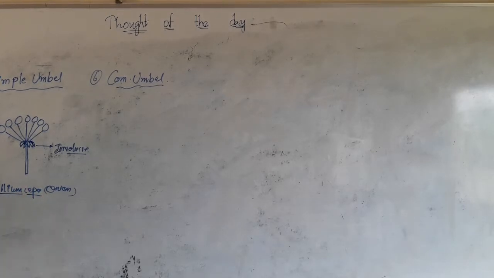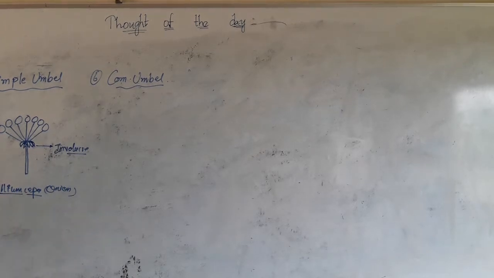So in a simple umbel, the pedicle is unbranched and condensed into a disc-like structure. Many bracteate and pedicellate flowers are arranged in a cluster, giving the appearance of an umbel. At the same time, the bracts of all flowers form a wheel-like structure, called the involucre. Such an unbranched pedicle in a simple umbel is also called the scape. Generally, this is present in Allium cepa.